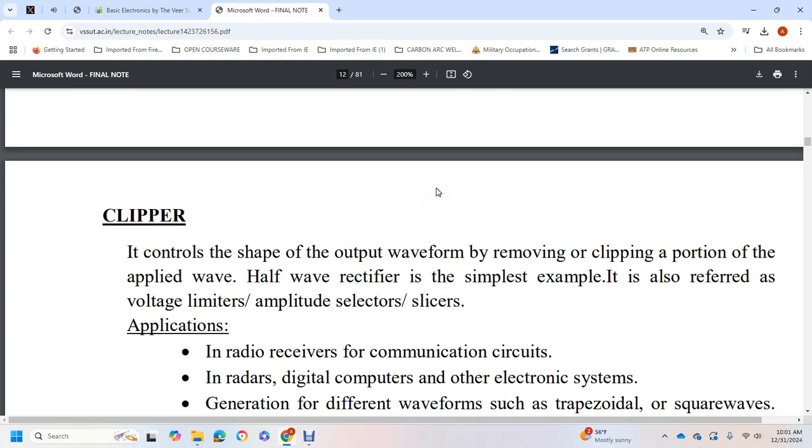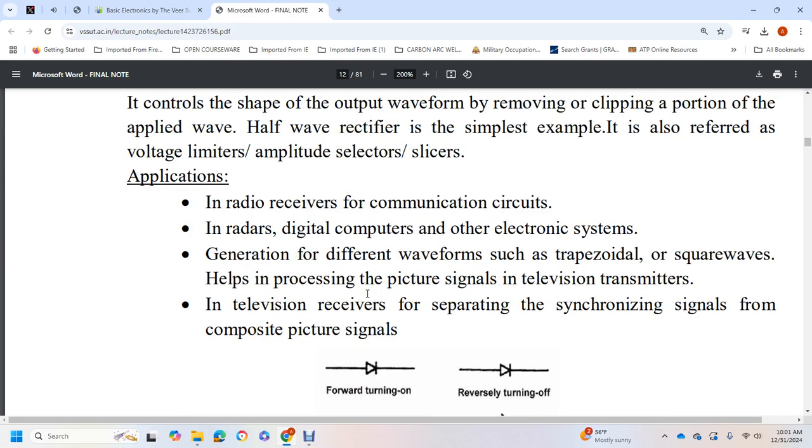Clipper. It controls the shape of the output waveform by removing or clipping a portion of the applied wave. The half-wave rectifier is a simple example. Clippers are also referred to as voltage limiters, amplitude selectors, and slicers. Applications: radio receivers, communication circuits, radio, digital computers and other electronics for the generation of different waveforms such as trapezoidal and square waves, helping process the picture signals of the television transmitter. In the television receiver, they separate the synchronizing signals from the composite picture signals.